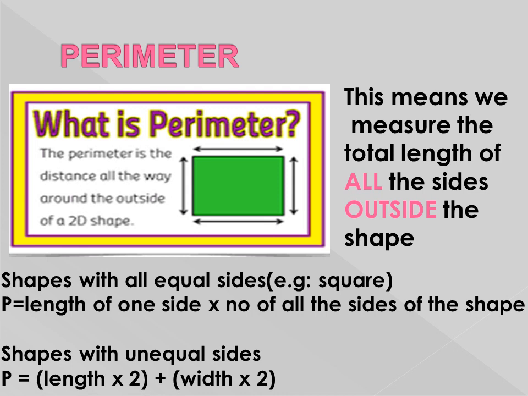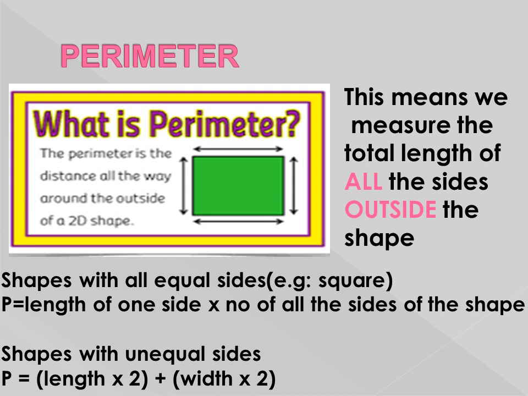What is perimeter? Perimeter is the distance all the way around the outside of a 2D shape. Now you must remember that. It's the distance. That's the measurement of all the sides that are outside a 2D shape. So it means that we'll measure the total length of all the sides.